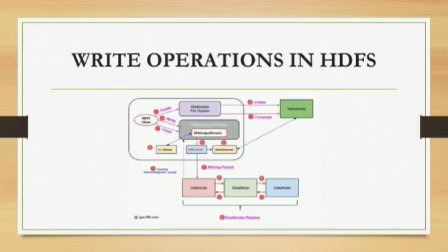After a client is done with writing data, it calls the close method, which results in flushing the remaining data packets to the pipeline, followed by waiting for acknowledgement. Once the final acknowledgement is received, the name node is contacted to tell it that the file write operation is completed. These are the functions included in the write operation in HDFS.